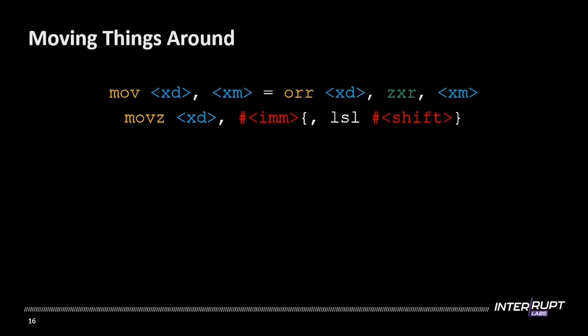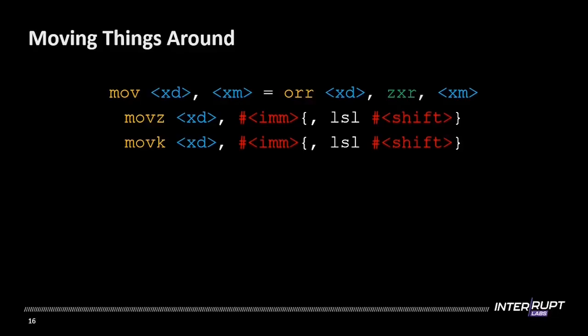The second instruction is move K or move keep, which is the same as move Z, but instead of zeroing the rest of the register, it keeps it as it was. So by combining these instructions, it's possible to move whatever immediate value you want into a register.